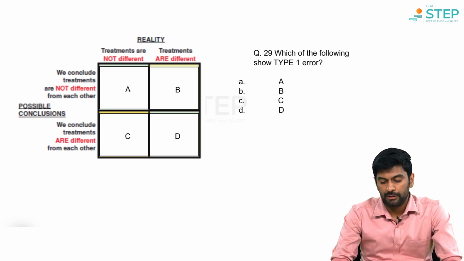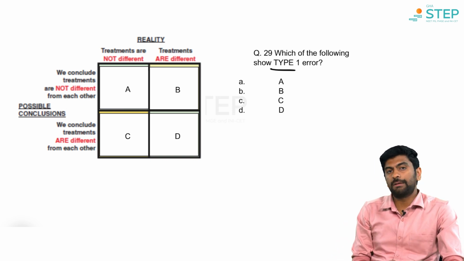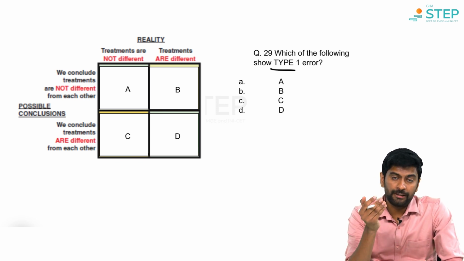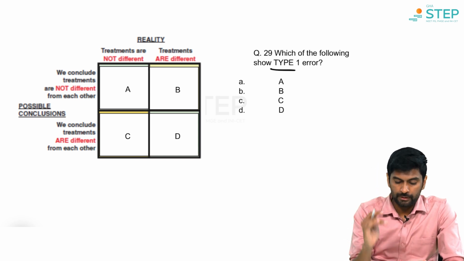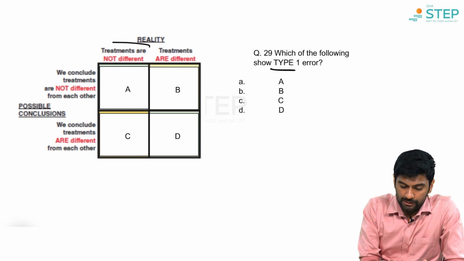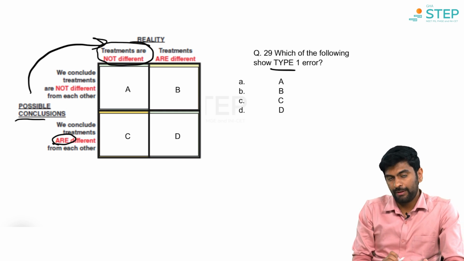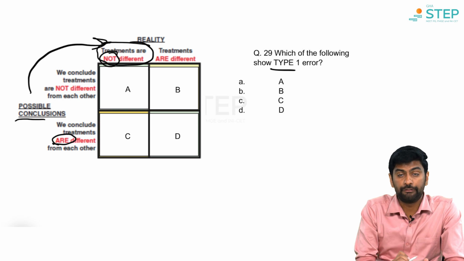Question 29. Which of the following shows type 1 error? So, what is a type 1 error? Type 1 error is when you assume that there is a difference when in reality there is no difference. So, your reality is the treatments are not different, but you assume that they are different. So, first we always follow from here, point A, and then we go to point B here. First we assume that they are different, but in actuality they are not different.